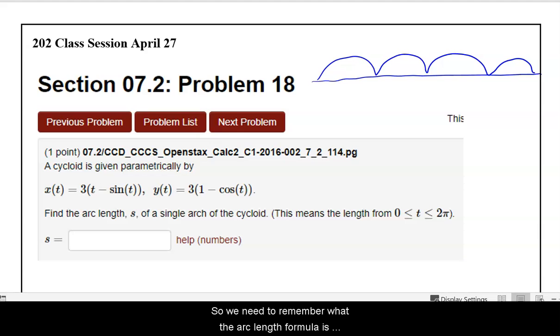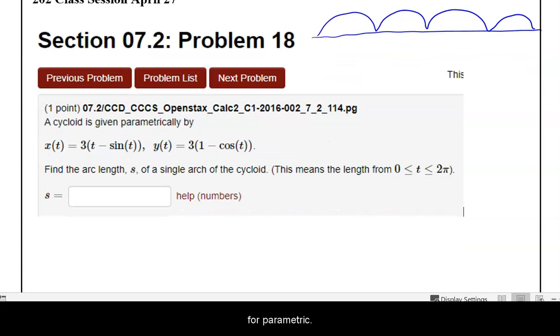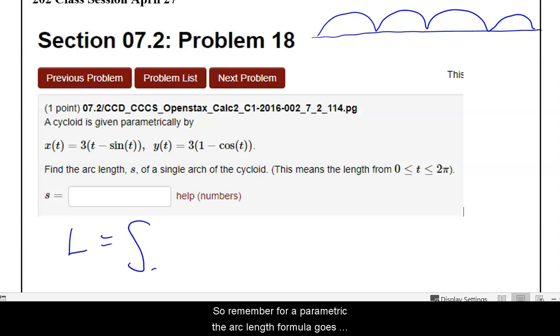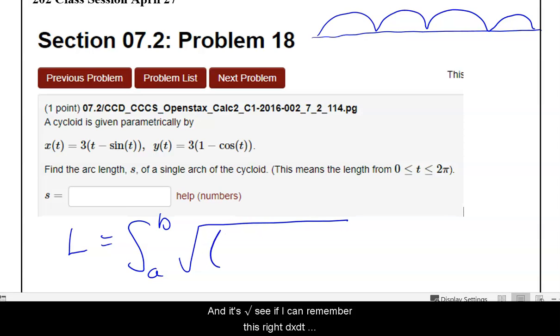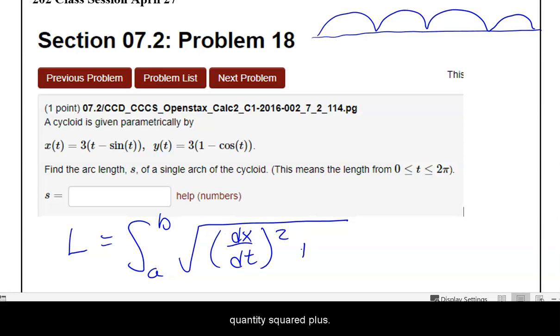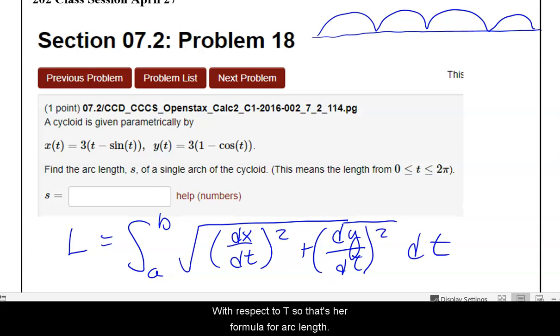So we need to remember what the arc length formula is for parametrics. For a parametric, the arc length formula goes from a to b, where these are t values, not x or y values. And it's the integral of the square root of dx/dt quantity squared plus dy/dt quantity squared, with respect to t. So that's our formula for arc length. Somebody tell me if I've got the wrong one, but I'm pretty sure that's right.